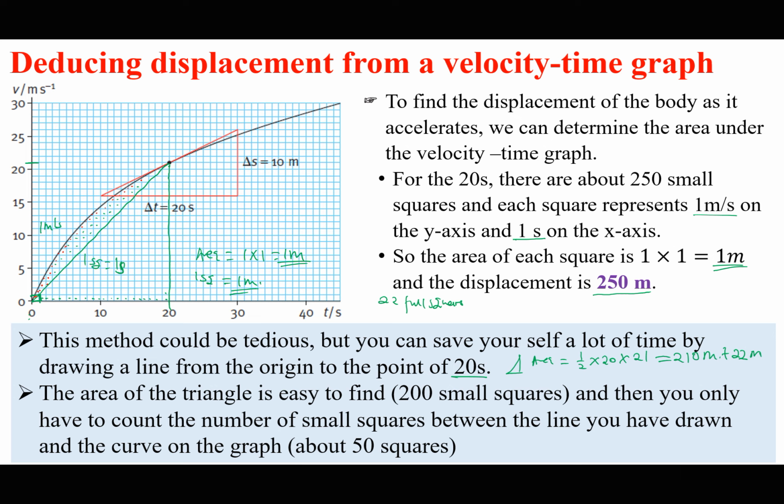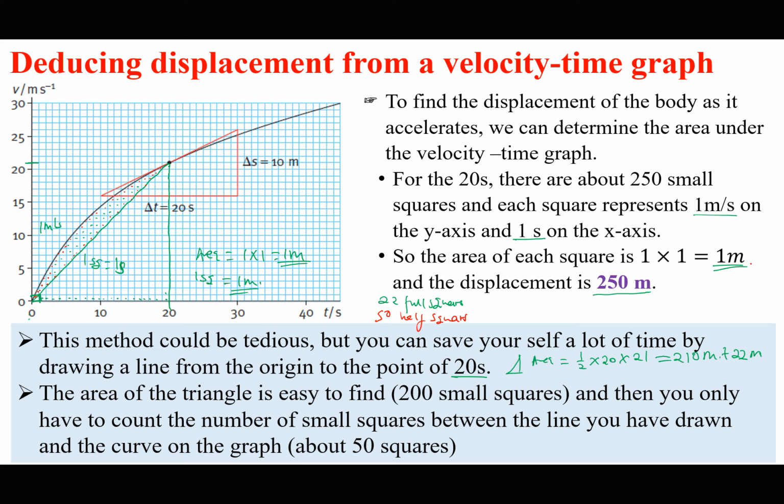24, 25, 26, 27, 28, 29, 30, about 31, 32, 33, 34, 35, 36, 37, 38, 39, 40, 41, 42, 43, 44, 45, 46, 47, 48, 49, 50, around 50. So about 50 half squares.